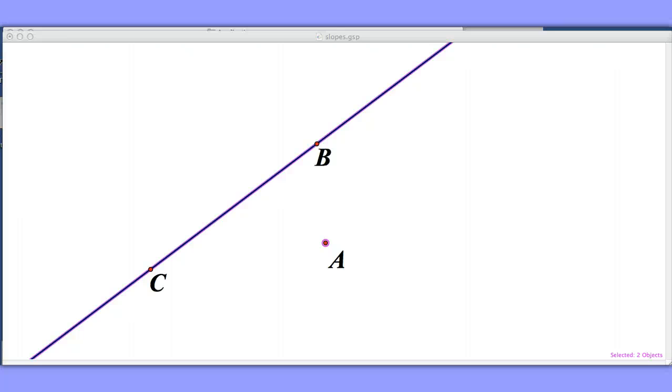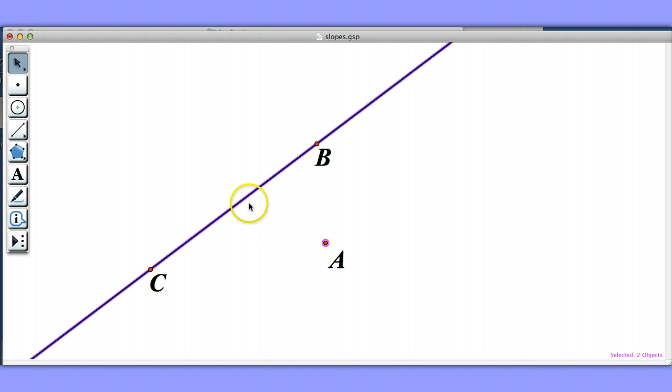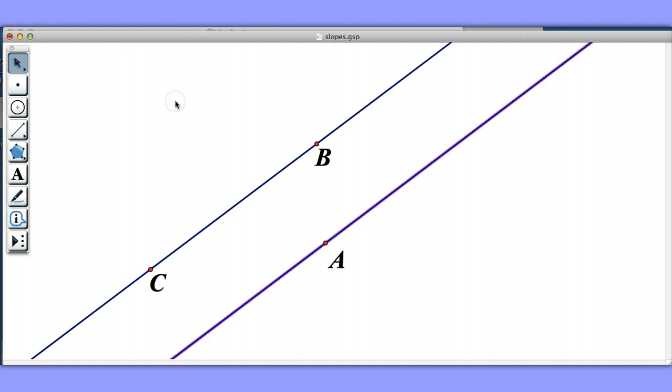For this lesson, we're going to investigate the slopes of parallel and perpendicular lines by using Geometer's Sketchpad. Here you can see we have line BC and point A, and we're going to construct a line through point A parallel to line BC. So I'm going to go here to the Construct menu and choose Parallel Line.